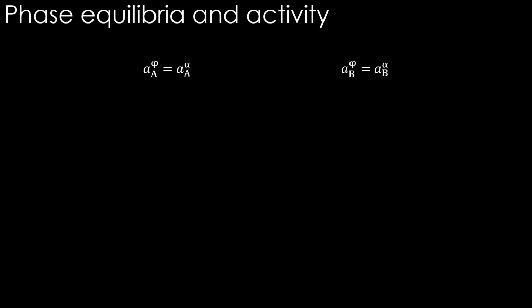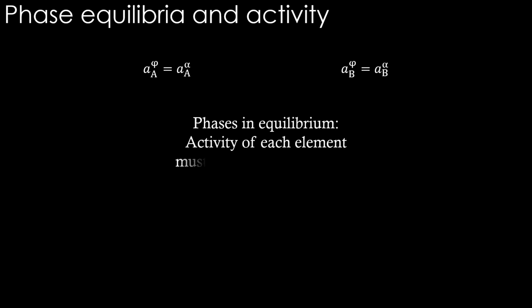The diffusion happens as long as the activities of each element in both the phases become the same. Only then can the two phases stay in equilibrium. Fine. So activity of each element should be the same in each phase. To summarize, for two or more phases to be in equilibrium, activity of each element must be the same in each phase.